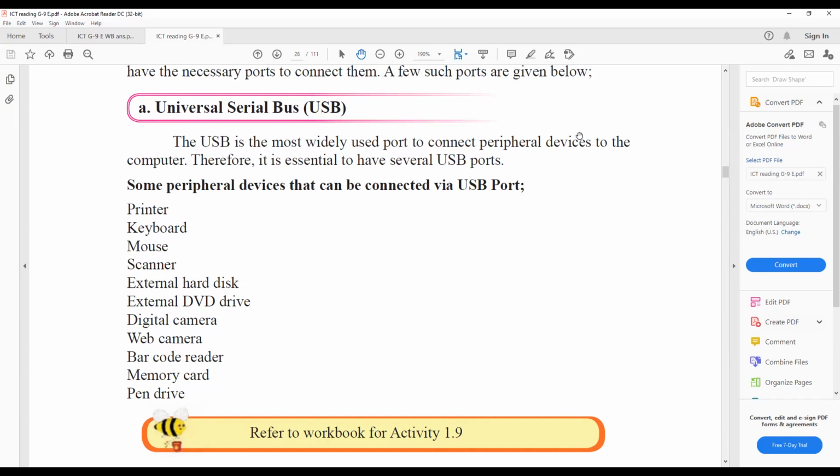Now, can you tell me why you think USB ports are quite popular like this? What are the reasons do you think? Any reason you think? Dhananjay? Why do you think the USB is so popular that you can connect many devices to those ports? Nehru, why do you think?